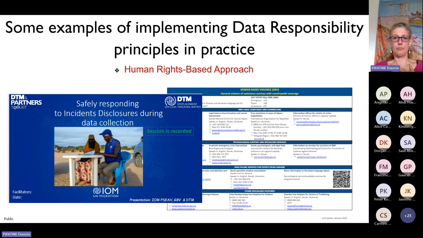The last one of these principles I'd like to test with you in practice, the human rights-based approach. I could not skip that one.